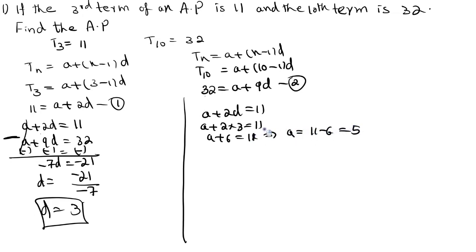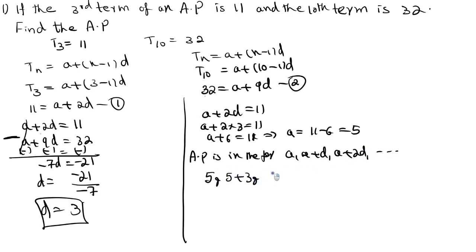Now we have a value and d value. We know the AP is in the form a, a plus d, a plus 2d, and so on. Substitute a value 5, comma, a plus d, that is 5 plus 3, comma, a plus 2d, that is 5 plus 2 into 3. So like that you can write. What will you get? 5, comma, 5 plus 3 is 8, comma, 3 twos are 6 plus 5, which is equal to 11, and so on. It is the required AP.